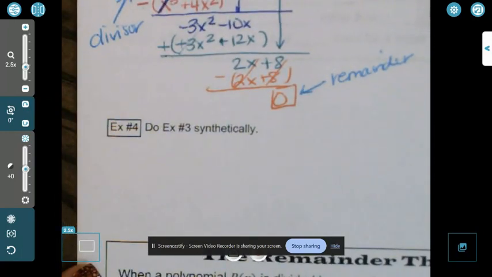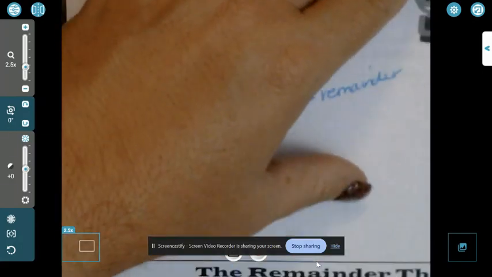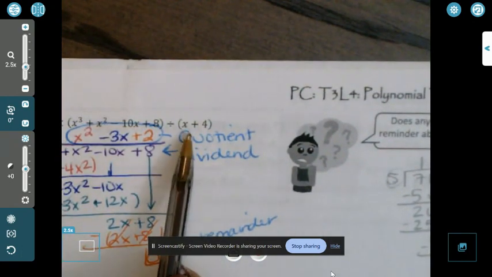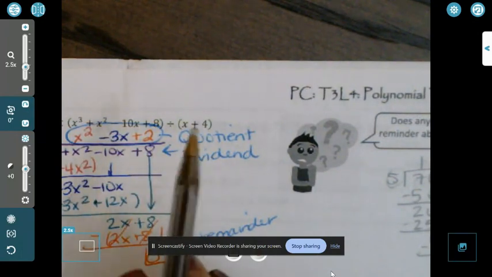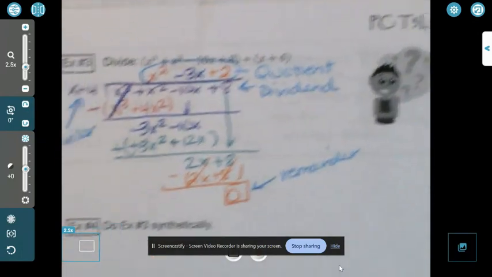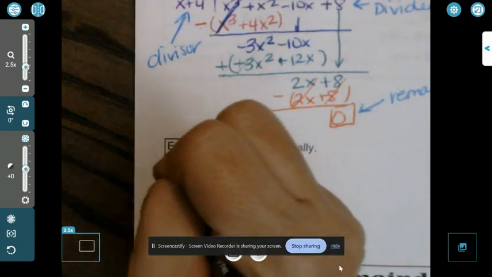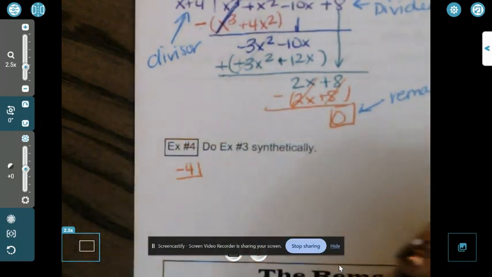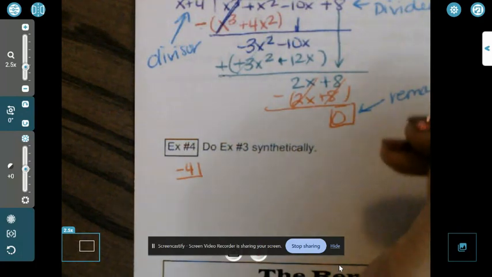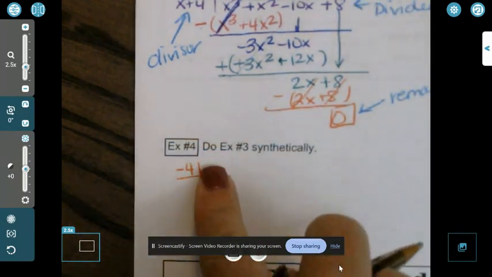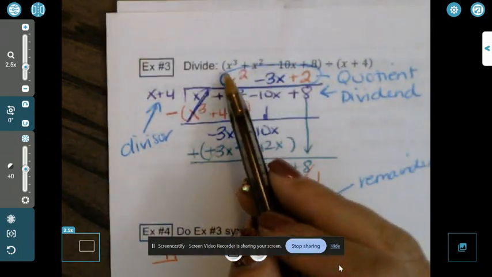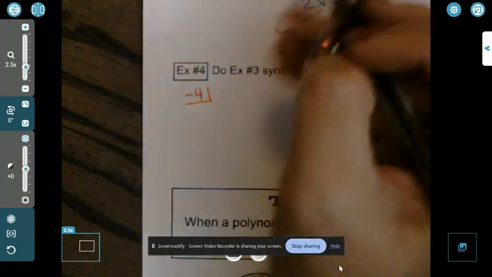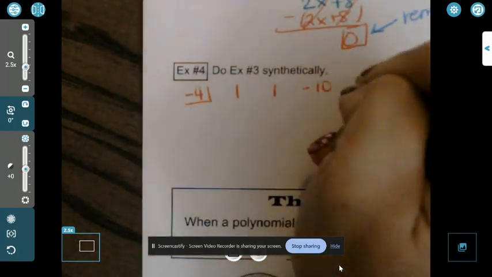All right, but then we're going to do example 3 synthetically. Okay, so what I mean by synthetically is this tells me right here, okay, that x plus 4 is my divisor. So if I'm trying to find the 0 of that, I need to do the opposite of that. So the number that's going to go in my box here is actually going to be -4. Okay? That is the 0 of our divisor. So if it's x plus 4, then -4 would make that 0, so that's what we put there. All right, let's look at our numbers. Coefficients. 1, 1, -10, and +8.